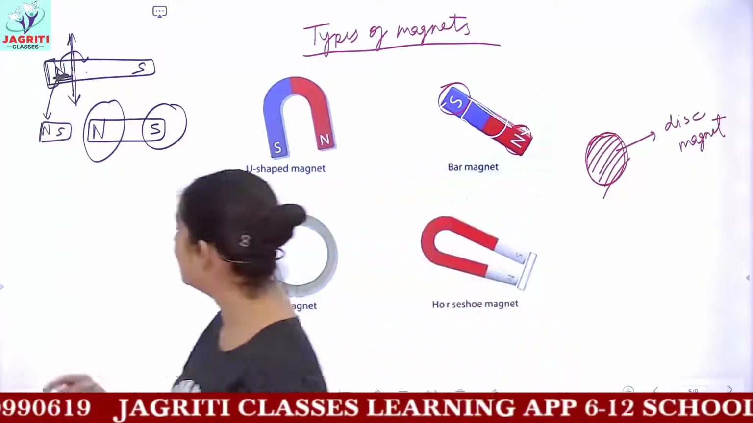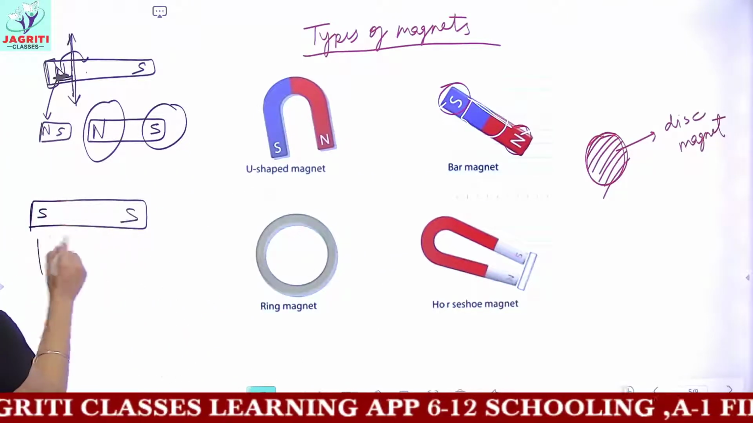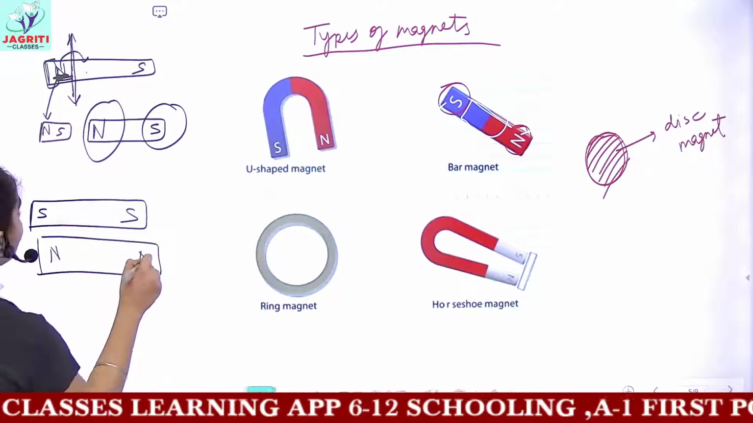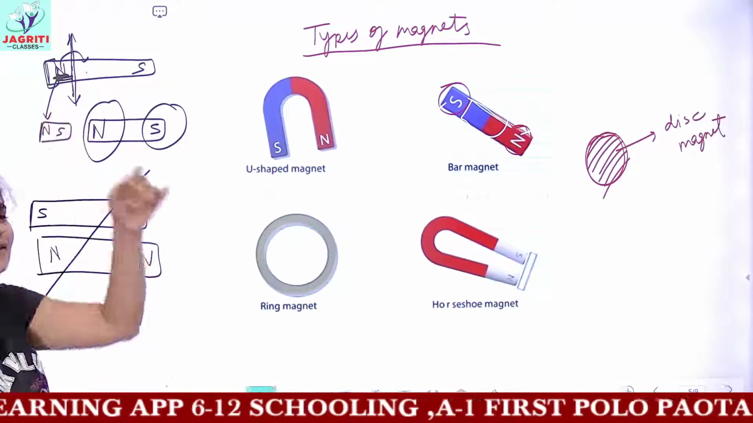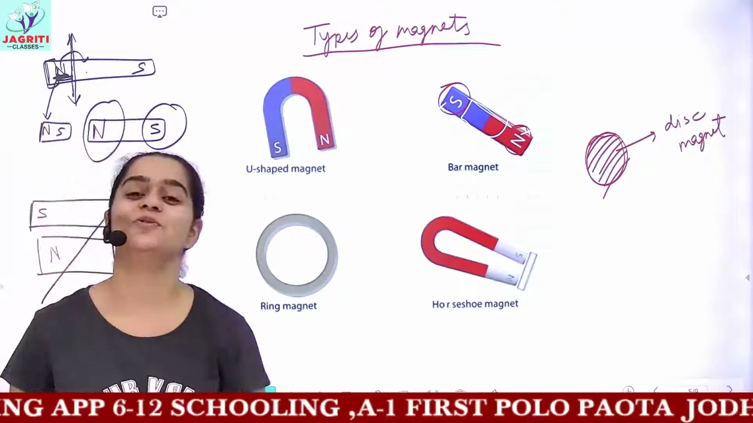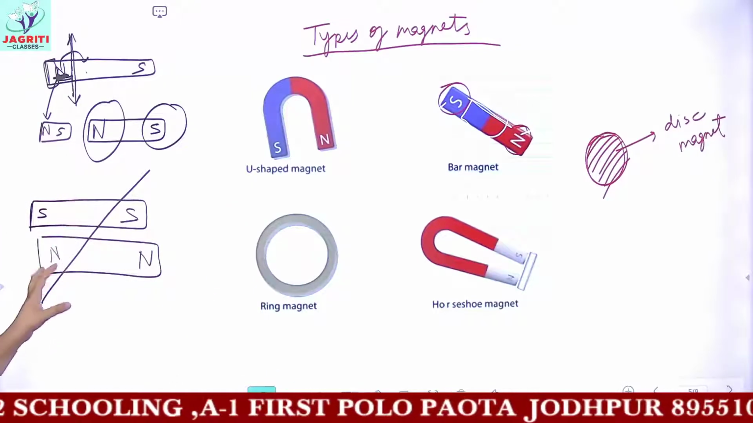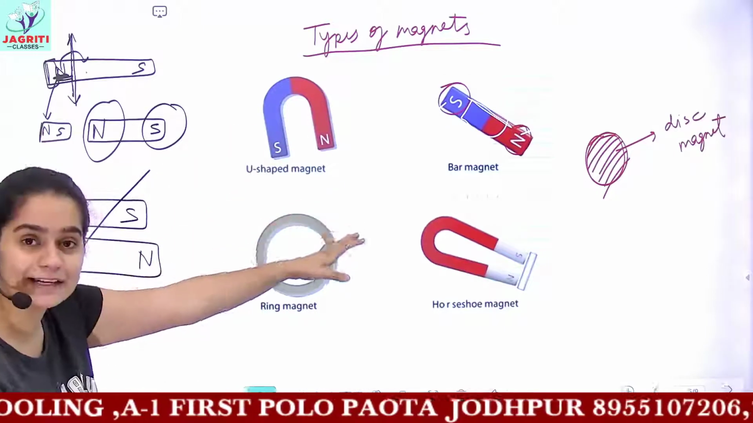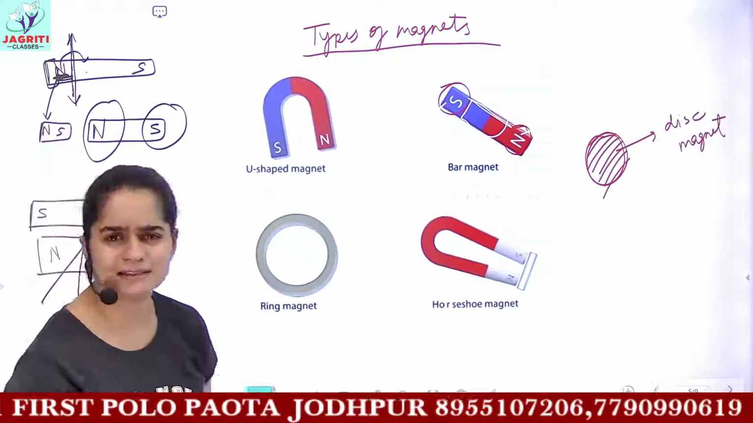Definitely, you cannot have any magnet which has two similar poles, either south or south or north or north. So these cases are not possible. You try to break the magnet in any kind of manner you wish, but you will not get this kind of case. Okay. So these are the different kinds of magnet which we have with us, and these are some of the general characteristics of the magnet.